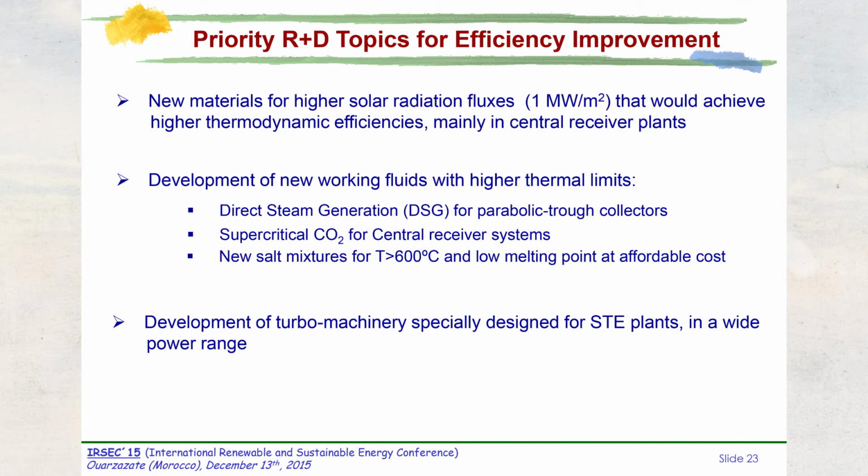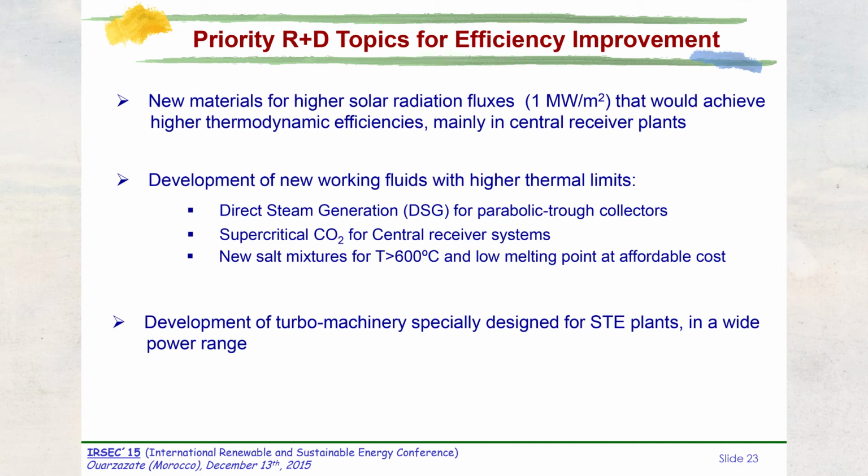What about dispatchability? Dispatchability is associated with thermal storage, because dispatchability is the capability to produce electricity when solar radiation is not available. And the only way to do that is using thermal storage. So how can we improve the dispatchability? Well, one option is by improving the current thermal storage system with molten salt.